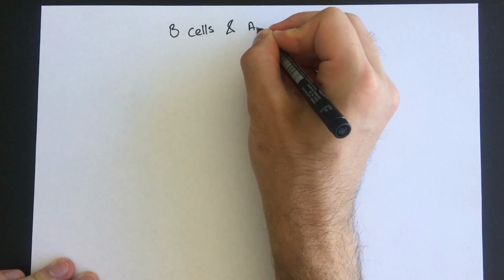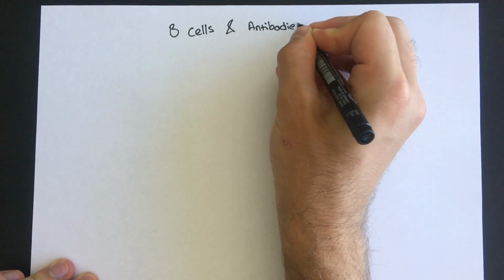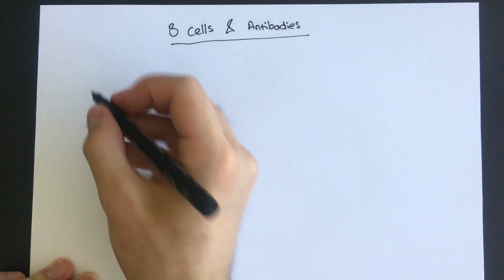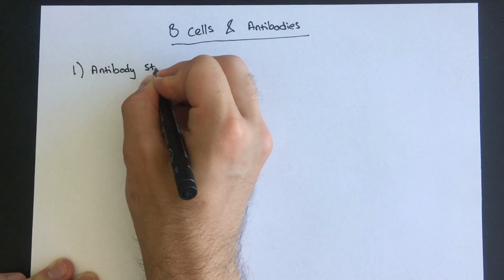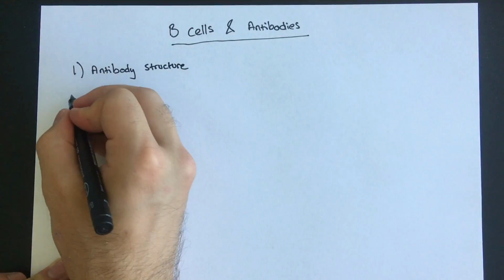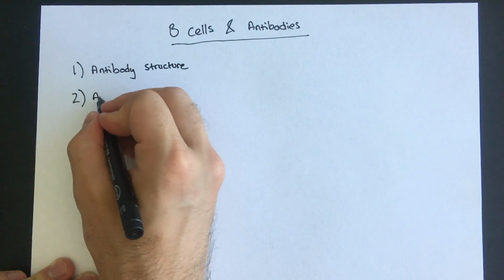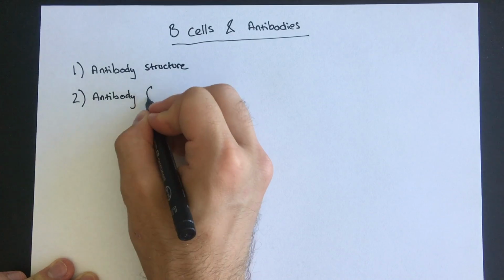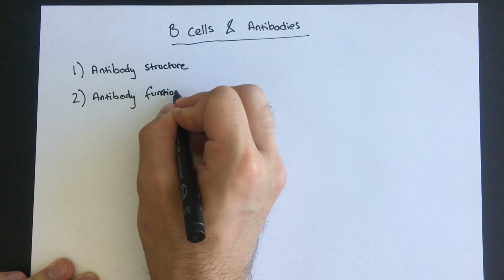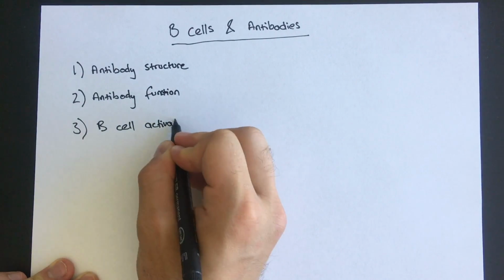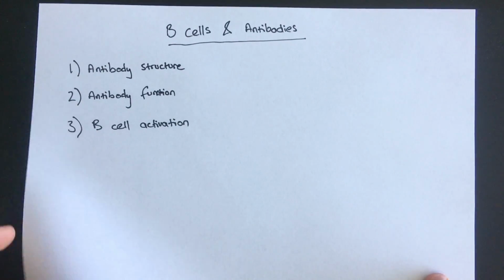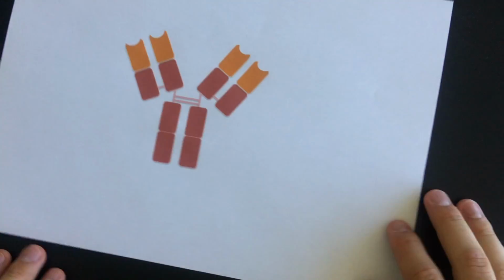My name is Alex, and today we will examine the world of B cells and antibodies, otherwise known as humoral immunity. First, we will be going through the structure of antibodies, after which I will talk through the various functions of the antibodies. And finally, we will discuss the cells that produce antibodies and exactly how these B cells are activated. So let's look closely at the structure of an antibody.